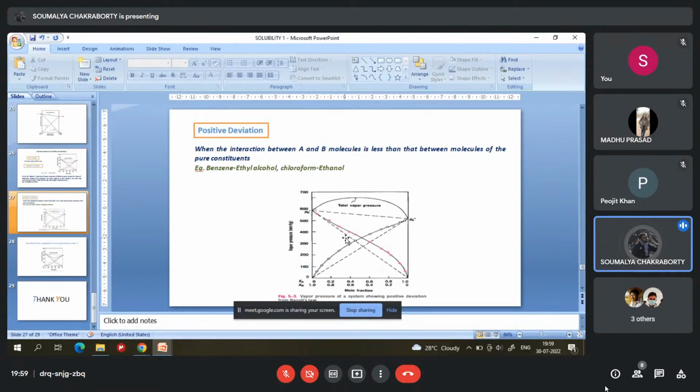So when the interactions between A and B molecules are less than those between molecules of the pure constituents, where the cohesive force of interaction is the winning team, in that case a positive deviation takes place. And here the value of the resultant total vapor pressure will be much higher in comparison to the ideal vapor pressure we can calculate from Raoult's law. Here you can see from the pictorial representation, this is the real vapor pressure plot, which is much higher than that dashed line, the ideal calculated vapor pressure. So what are the examples? Benzene ethanol, chloroform ethanol. You have to remember the examples.